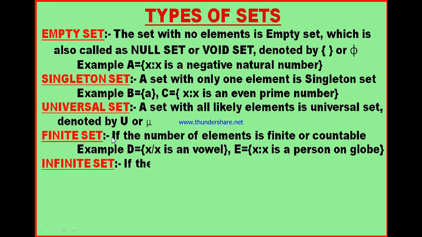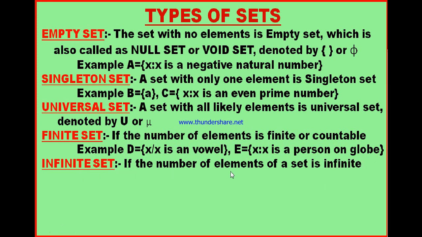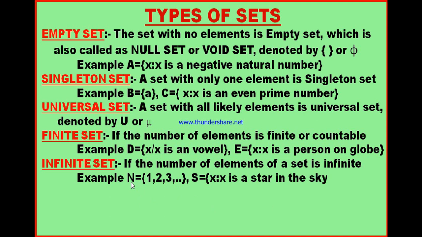And the next is infinite set. The name itself indicates that if the number of elements of a set is infinite, then it is called an infinite set. Example, N, meaning natural numbers, is equal to set 1, 2, 3, 4 and so on. There is no end. Therefore, it is called an infinite set. How many natural numbers are there? Infinite natural numbers are there. Therefore, there are infinite elements belonging to this set. That's why it is called an infinite set.